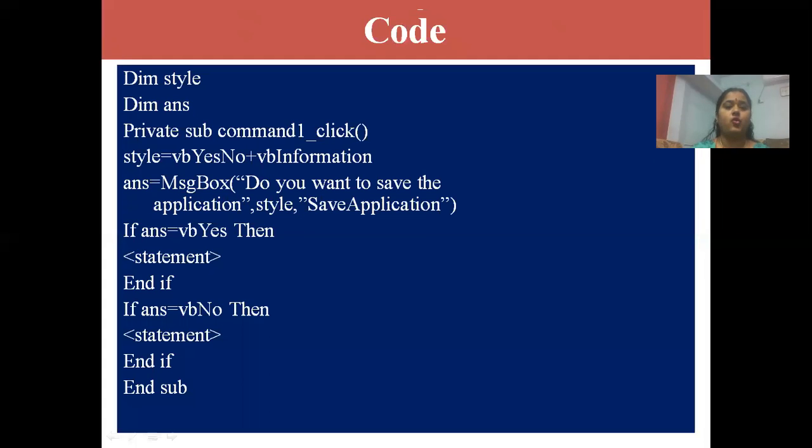So this is the code. You can see the code. I declared two variables, style and answer, and in answer I'll store the message box value, and then I'll check with the help of an if condition. I'll check the answer with the VB command button. Then a number of statements are executed. If the answer is vbNo, then specific command statements are executed, and it ends with end sub.